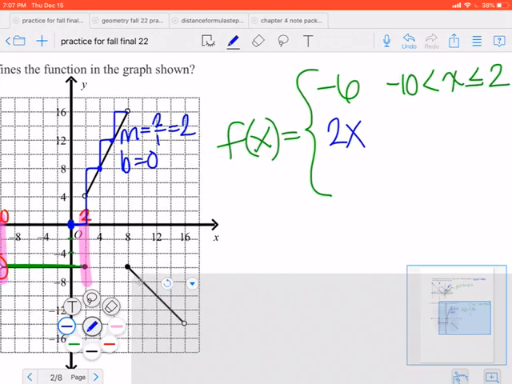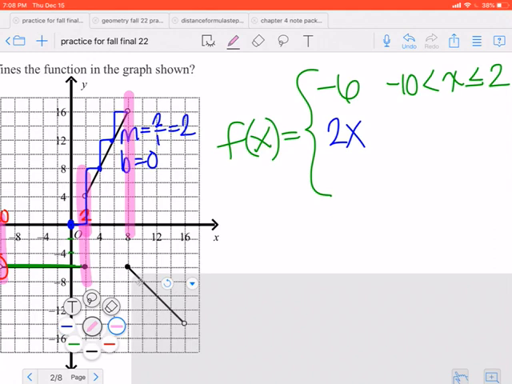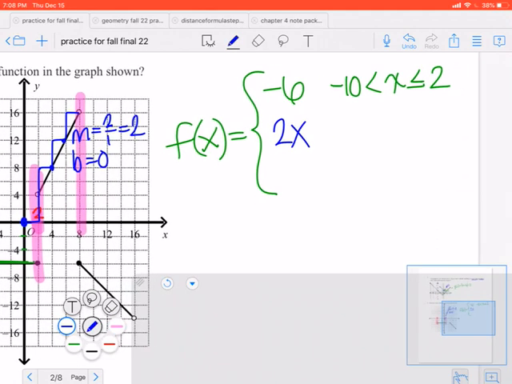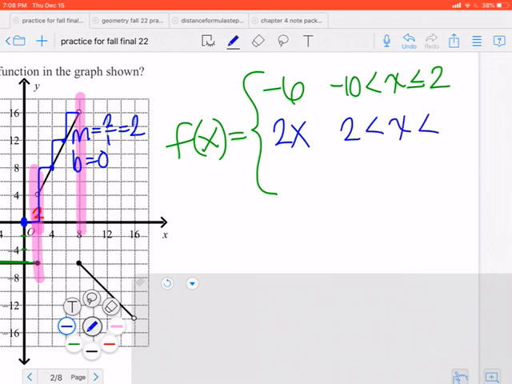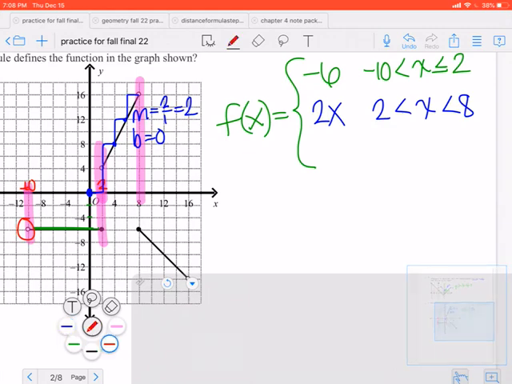And now its domain. It is going from 2 to 8. Open circles on both. 2 is less than x is less than 8. And finally, we'll do this guy.